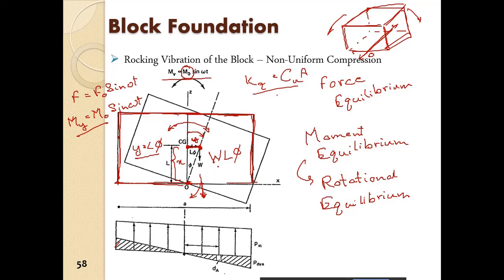So one moment we have got, and that is because of the displacement of the center of gravity. One moment is already applied: My is equal to M naught sine omega t. So that is already applied, and we have one moment due to the displacement of the center of gravity due to the rolling or pitching action of the foundation.